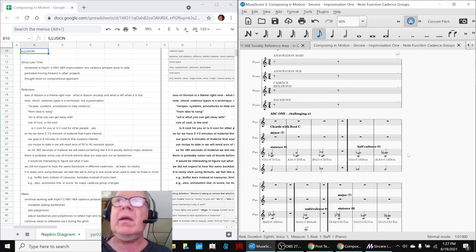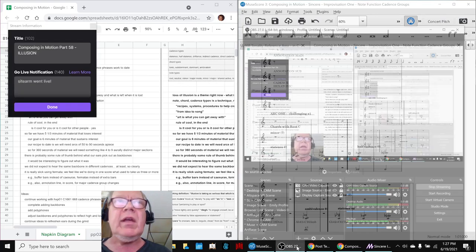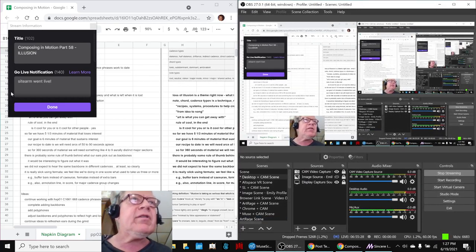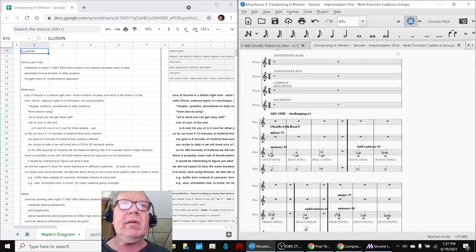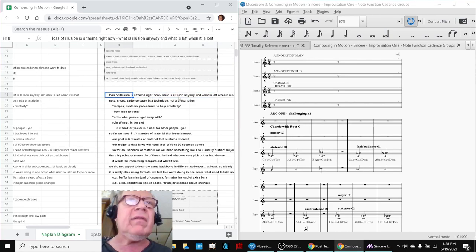Alrighty. Ladies and gentlemen, this is a recap of Composing in Motion Part 58, Illusion. We entered reflecting on a meme we've been hearing lately about loss of illusion. What is illusion? What happens if you lose it? So we looked up and made up a working definition. Illusion is taking as serious that which is not serious. And then that brings up what the heck does serious mean and so forth.